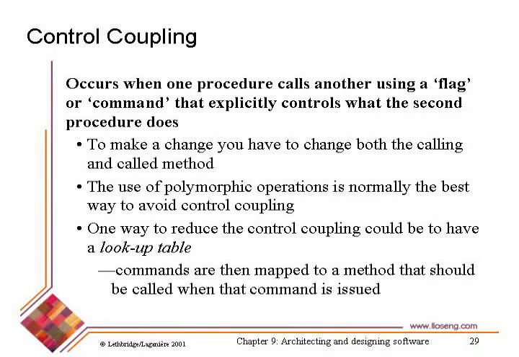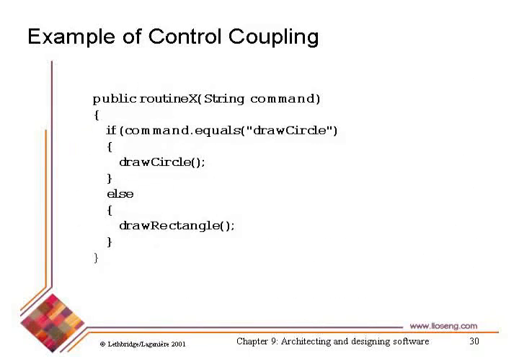Okay, so here we have if command is this, then do that, else do that. That's control coupling. If instead we had polymorphism controlling what is done, then we have got rid of the control coupling.